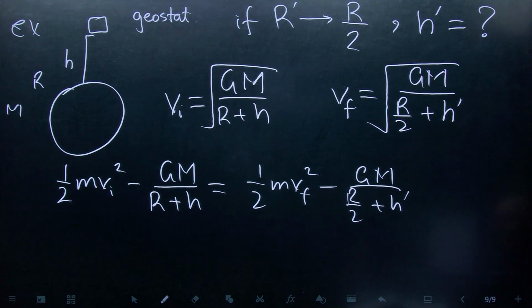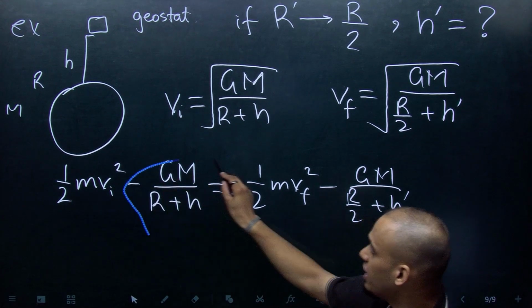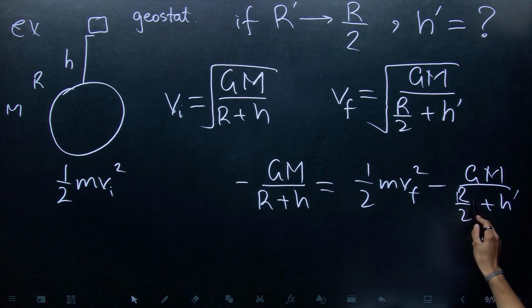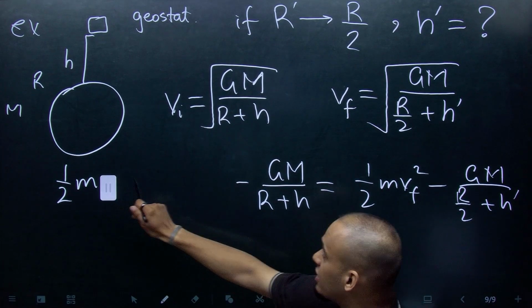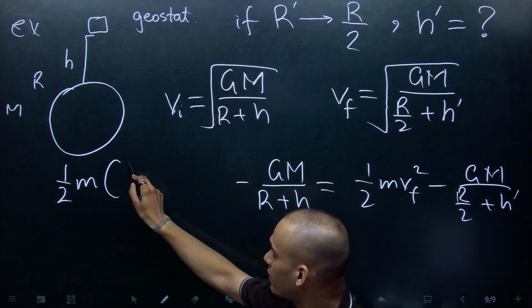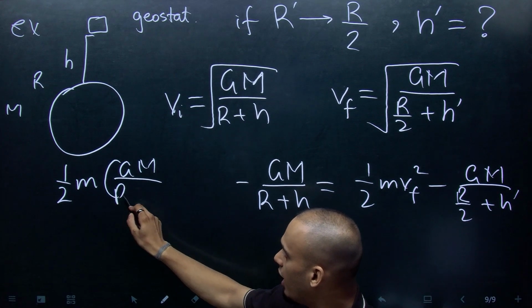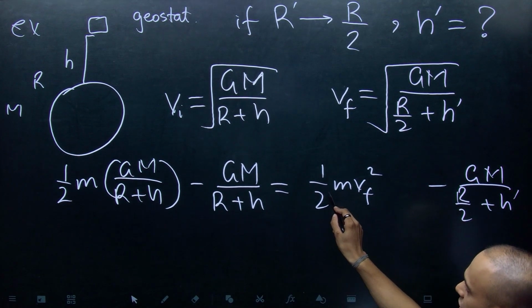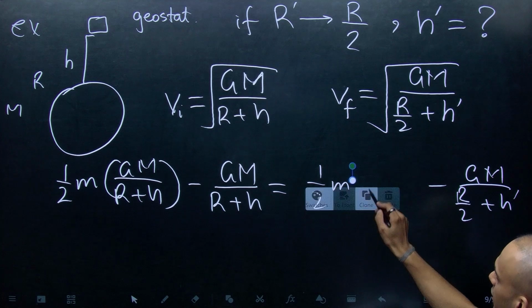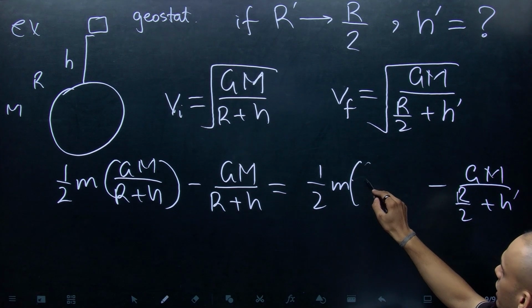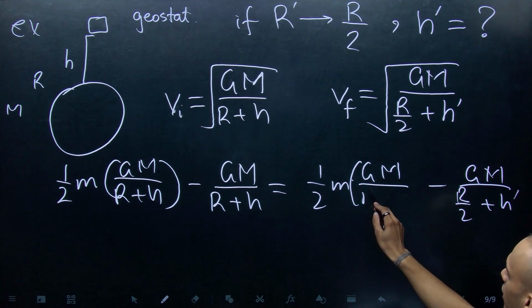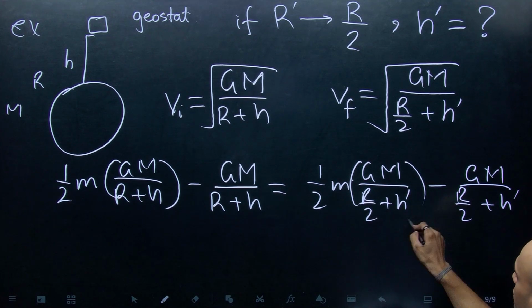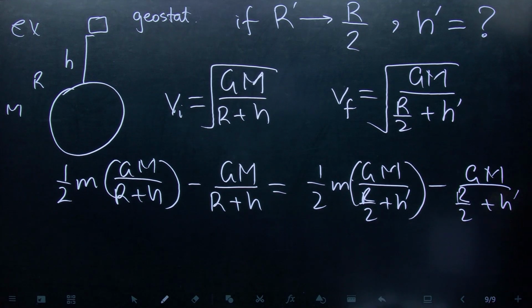If we substitute the value for the initial and final velocities, v_i squared is GM upon R plus h. We will substitute that over here and bring this term to the other side. And v_f squared is again GM upon R by 2 plus h dash. There will be a small m also over here. So all of the terms combined have to be equal.